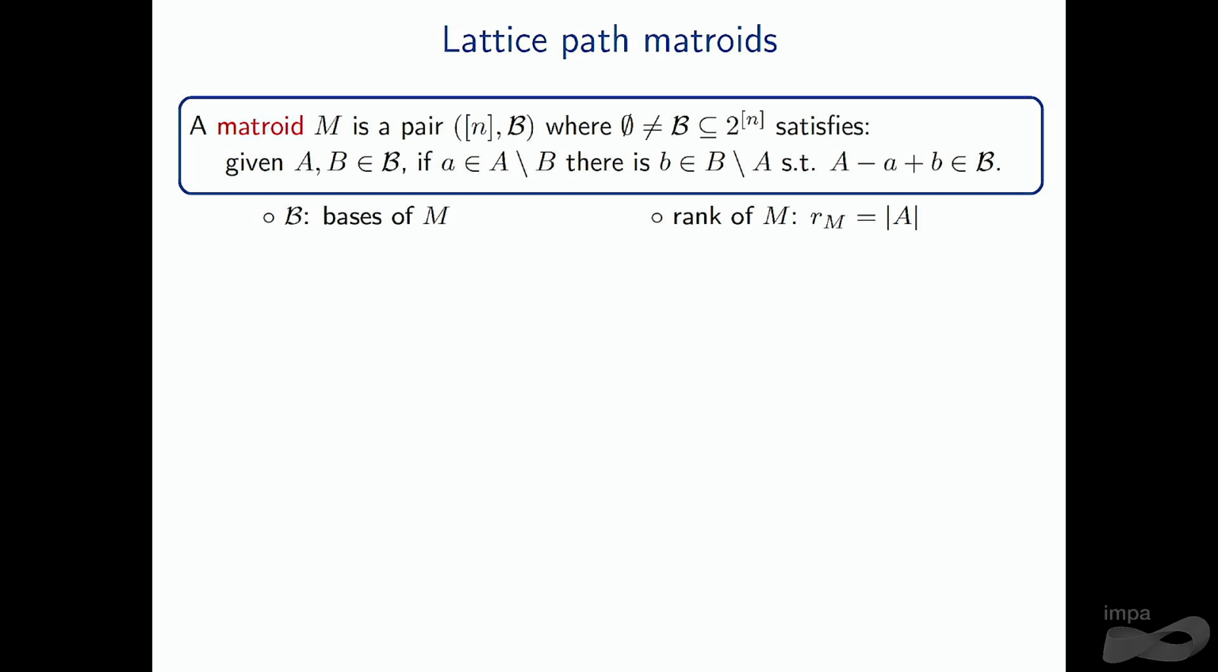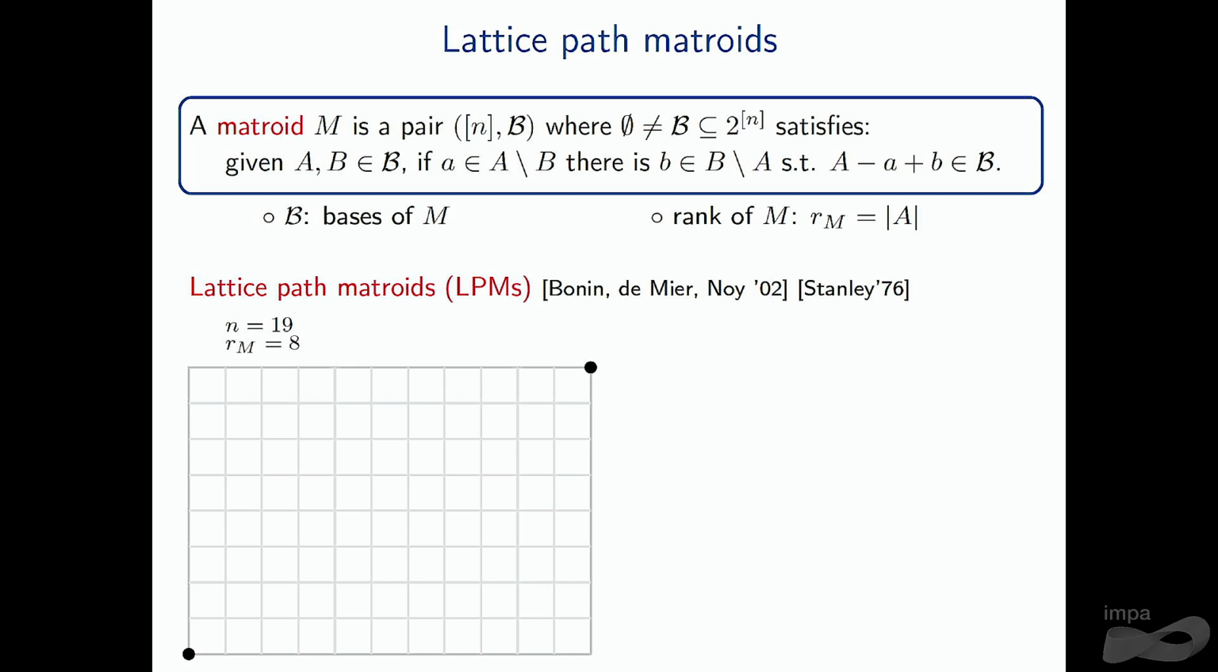Sure, we are already familiar with matroids at this point, but basically, the matroids I want to tell you about are the ones known as lattice path matroids. Lattice path matroids are part of the work of Bonin, de Mier, and Noy from 2002, but I also found out that they appear in early work of Stanley from 76. So let me give you a pictorial way of describing them. I will define them by example.